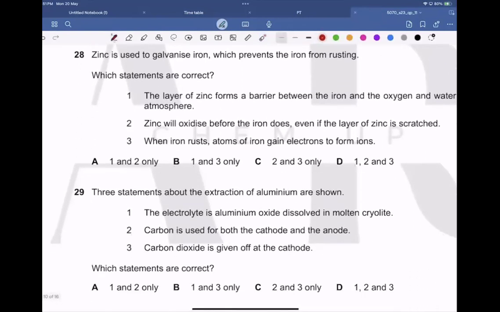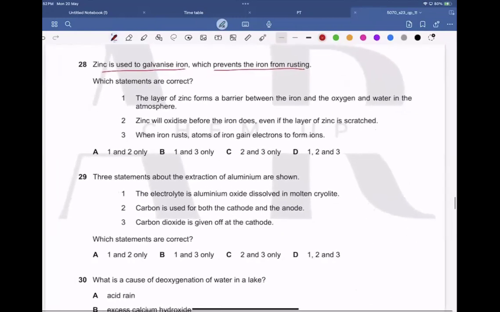Okay, question number 28. Zinc is used to galvanize iron, which prevents the iron from rusting. Which statements are correct? The layer of zinc forms a barrier between iron and oxygen and water in the atmosphere. Yes, this can be a correct statement. Zinc will oxidize before the iron does, even if the layer is scratched. Yes, because zinc is more reactive than iron. Zinc is above iron, so that is correct as well.